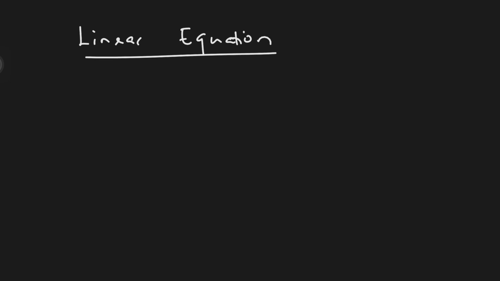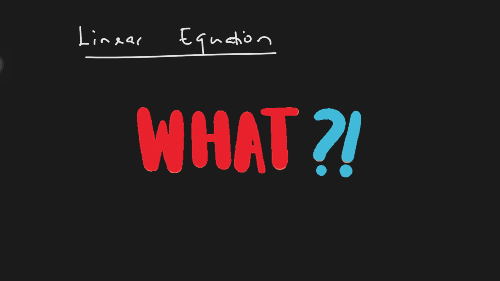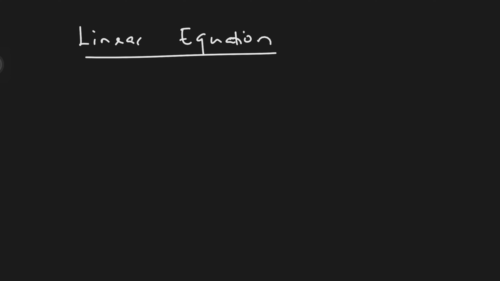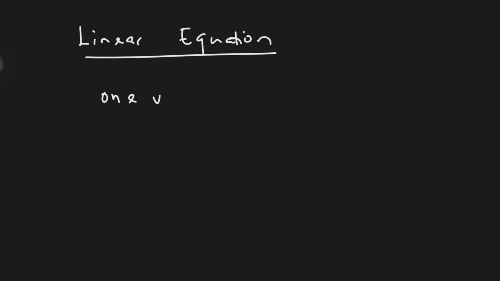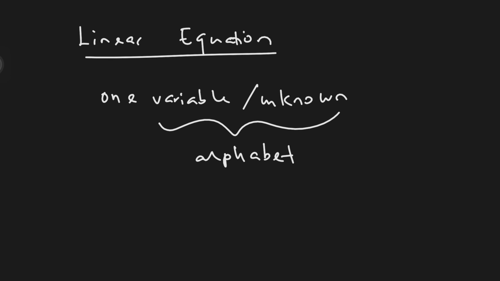Today we're going to learn linear equations and how to solve them. Basically, you need to recognize what a linear equation is. A linear equation is an equation that contains only one variable. Sometimes this variable is also known as an unknown, and it is represented by an alphabet.